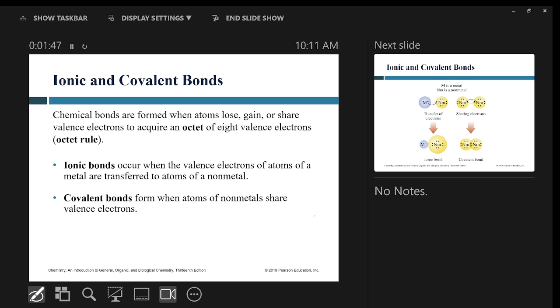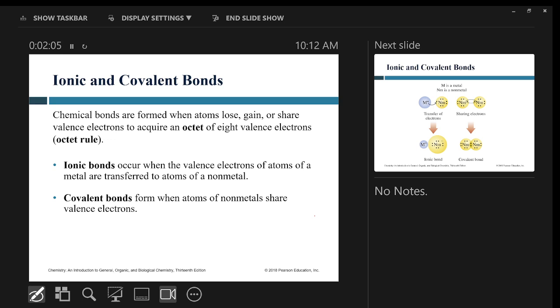Okay? So ionic bonds are going to occur when the valence electrons of atoms of a metal are transferred to the atoms of a nonmetal. Covalent bonds are going to form when atoms of nonmetals typically are sharing valence electrons between each other.